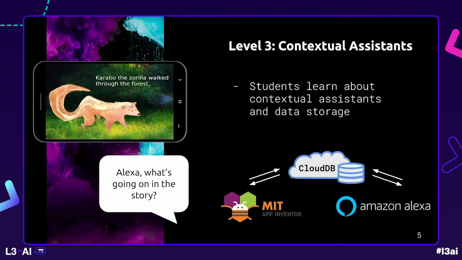And one of the examples we actually showed in class was a storybook application that you could program and also talk to about with Alexa. So if you're on the page of the story that's shown on the left side of the screen, for example, you could ask Alexa, what's going on in the story right now? Or who's Caribou? And so on, and get that contextualized conversation.